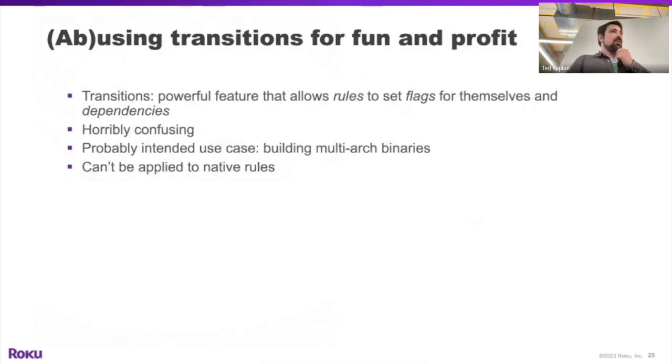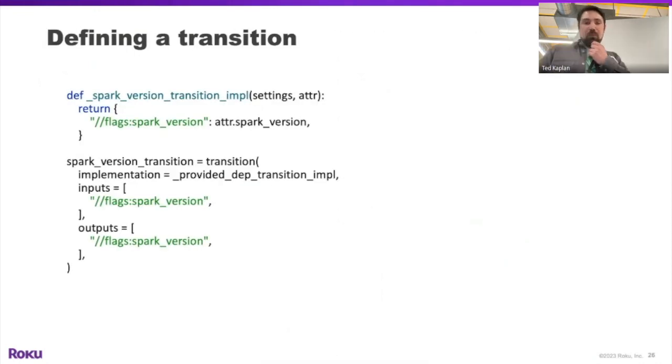So there's another cool feature in Bazel called transitions. And this lets you apply flags within your build graph. I don't think this is the anticipated, expected use case. I think it's for building multi-arch binaries, but it turns out we can use it here too. The only problem is you have to apply it to rules that you maintain. You can't apply it to existing rules, for good reason. You can explode the build graph pretty easily with transitions.